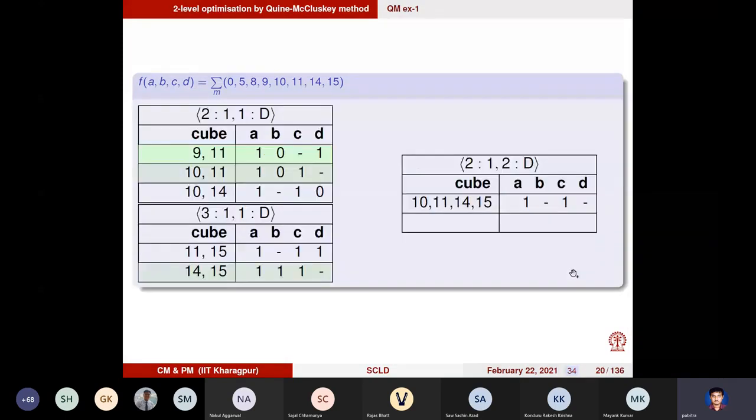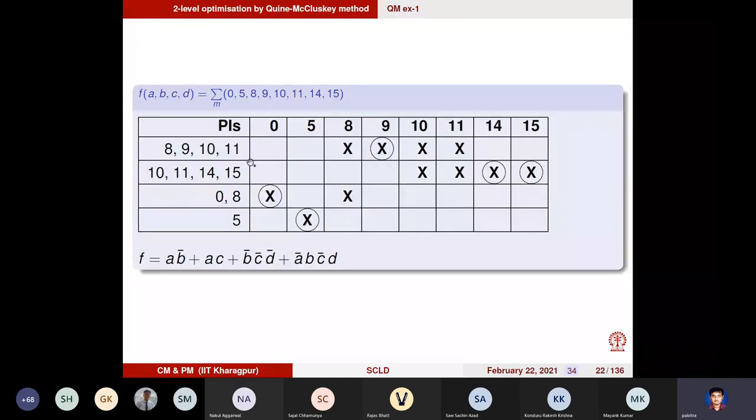And I see which prime implicant covers which min term. So this prime implicant covers 8, 9, 10 and 11. These 4 min terms it covers. I'll put a cross in these 4 min terms. Similarly, this covers 10, 11, 14, 15. I'll put a cross in these 4 min terms and so on. Right. So this chart is called a prime implicant chart. This chart will help me find out the minimal set of prime implicants.